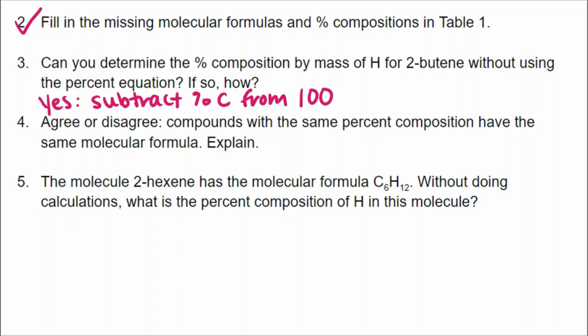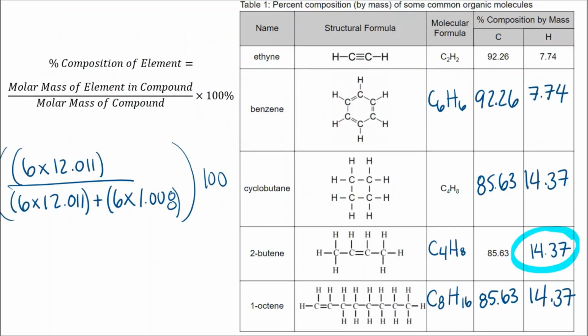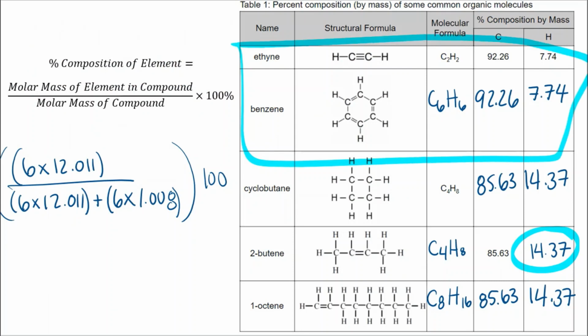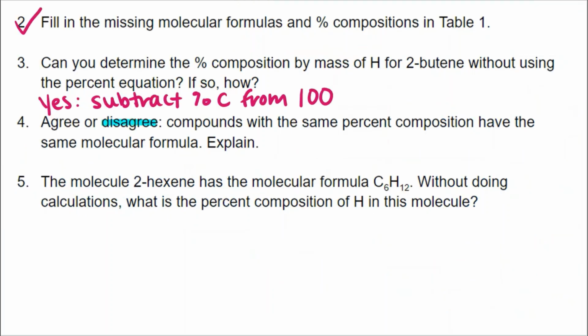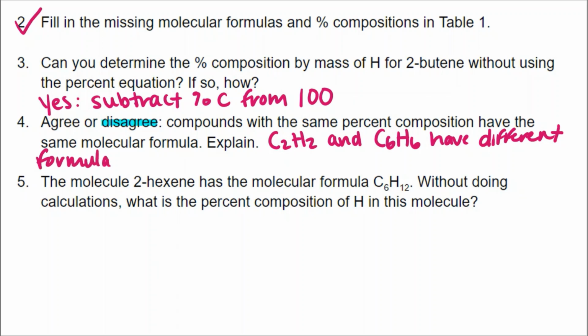Agree or disagree? Compounds with the same percents will have the same formulas. So if we look at these two, those all have the same percents, but they have different formulas. So we're going to disagree here. And our support, our explanation for that, is C2H2 and C6H6 have different formulas, but they have the same percents.